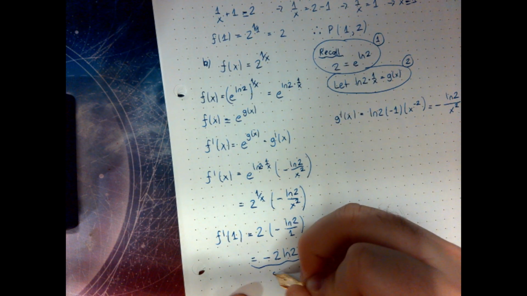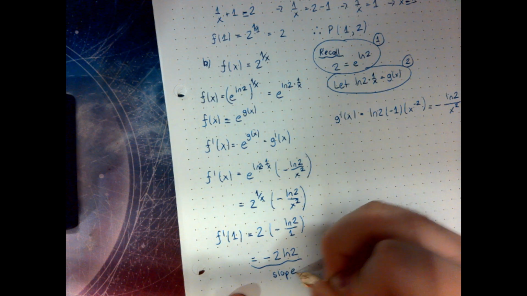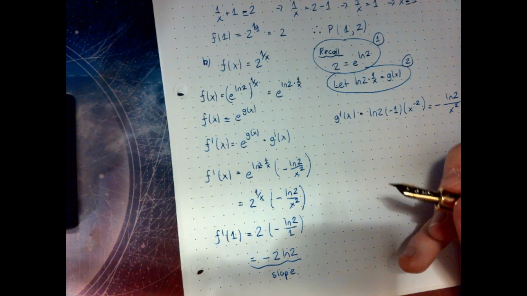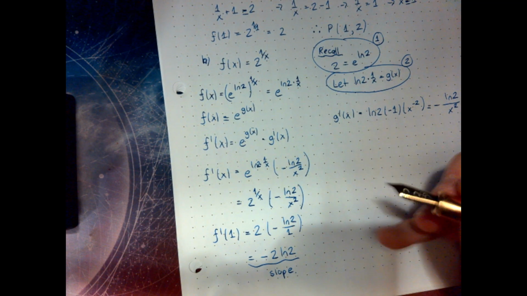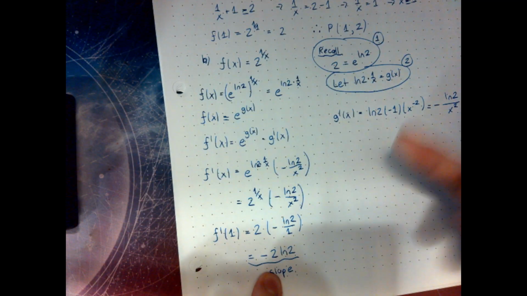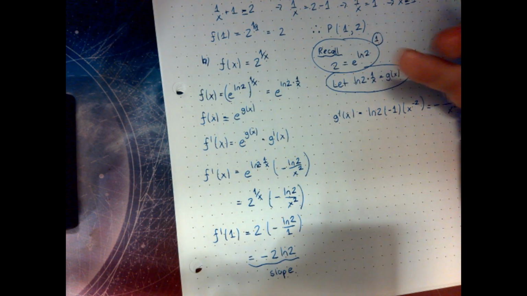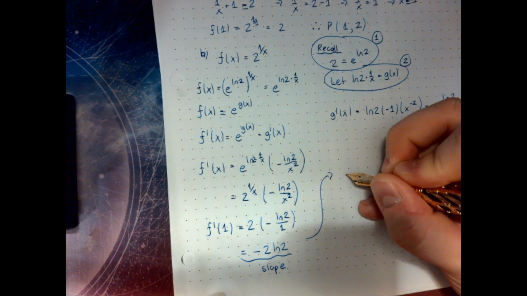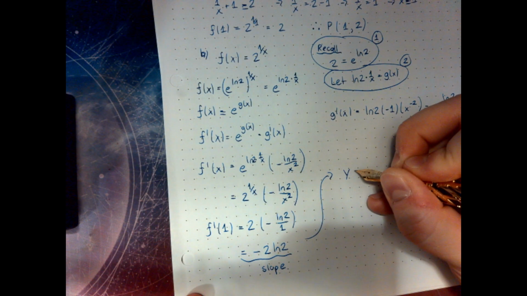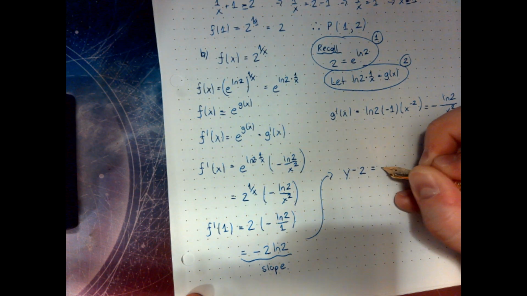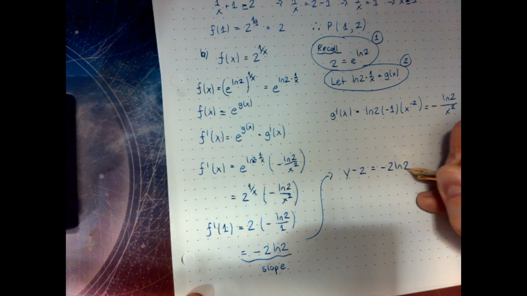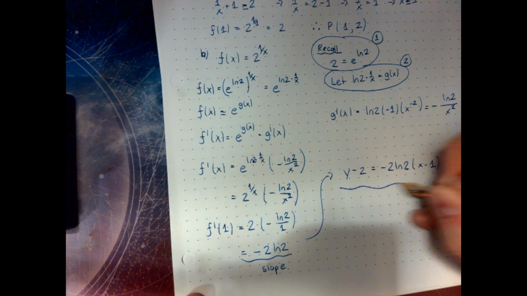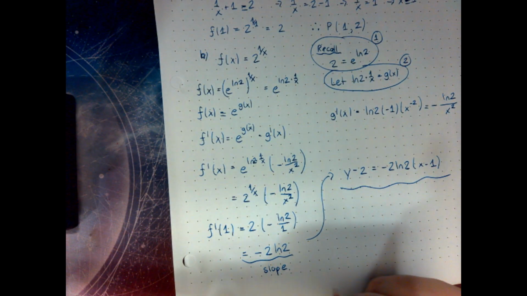And all of this work was finding our slope. We just need to make our lives easy, because it says find the equation, not in a specific form. I just found the slope, and from part A I have a point, so that's the exact thing I'm going to do. Put it into point slope form, so I end up with y minus 2 is equal to negative 2 ln 2 multiplied by x minus 1. Whew. And that's our final answer.